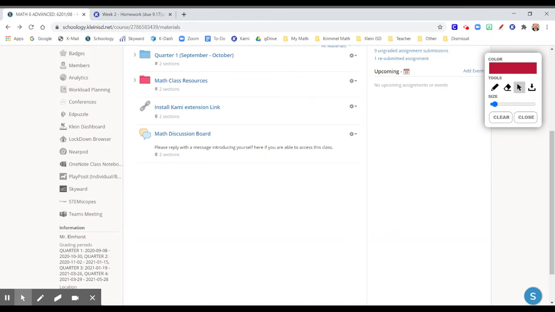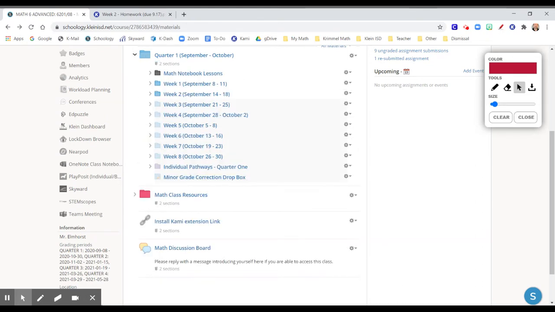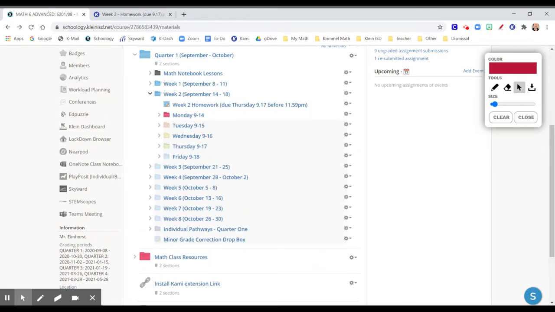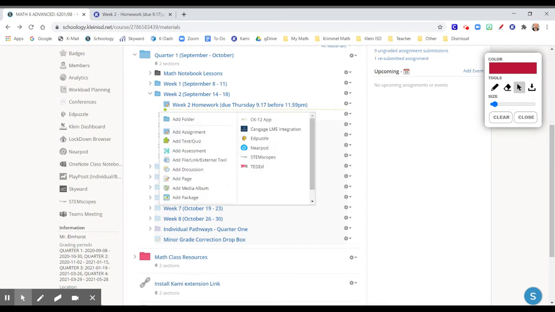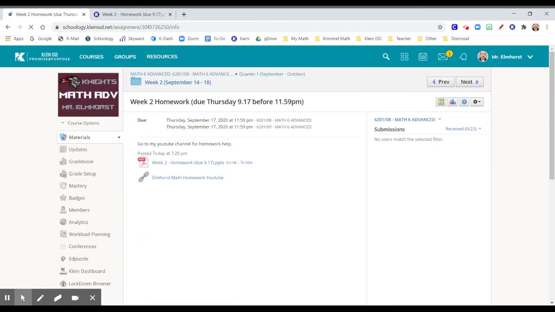So make sure you get logged into Schoology, go into quarter 1, and this is going to be week 2. And I'm always going to keep it right up towards the top. So the homework, let's go ahead and click on that. Okay, and then you should have the little option that says open with Cami, and we're going to use that.